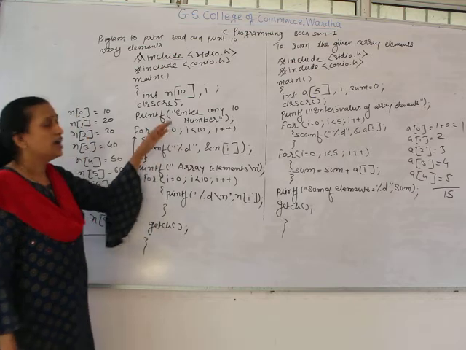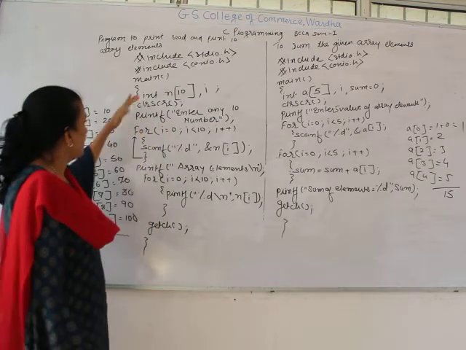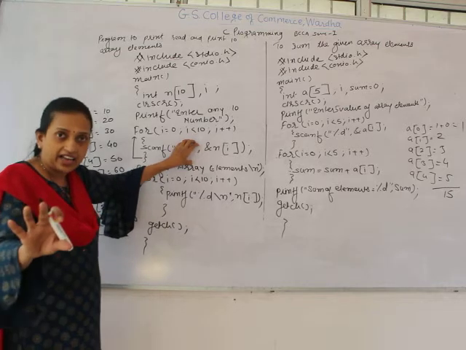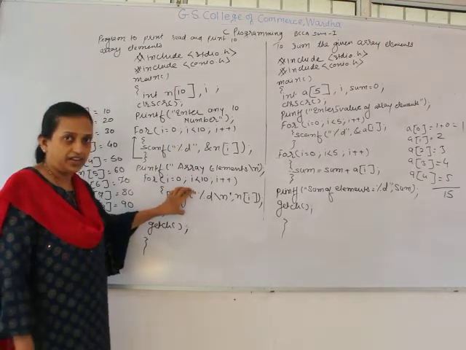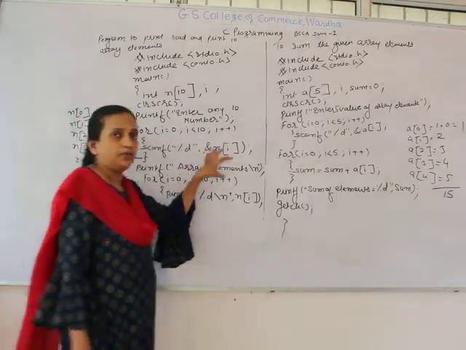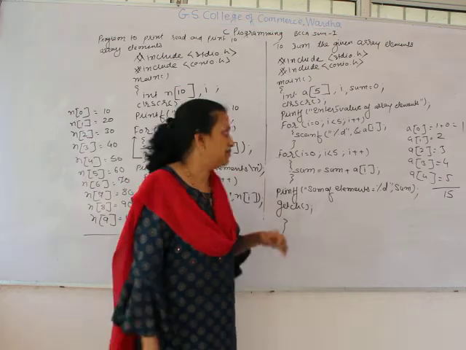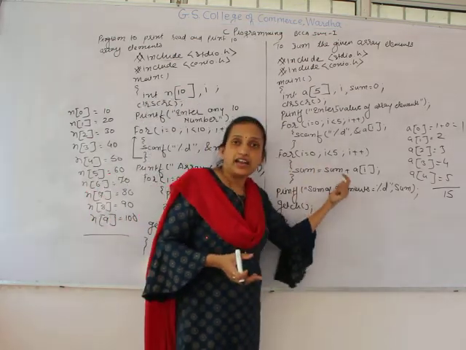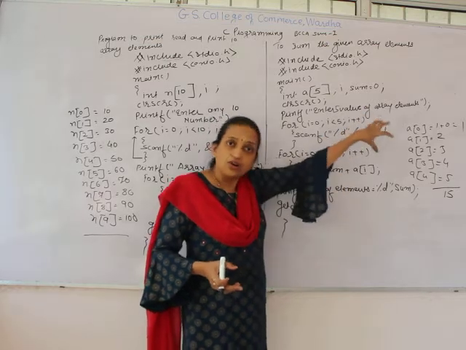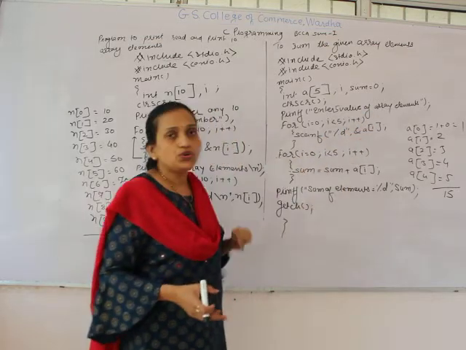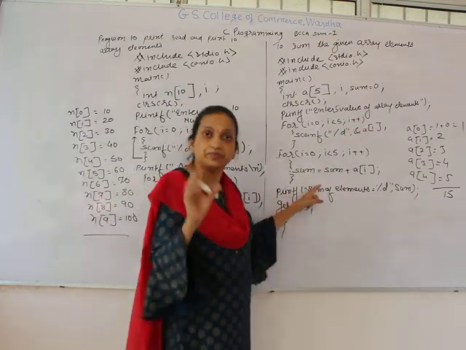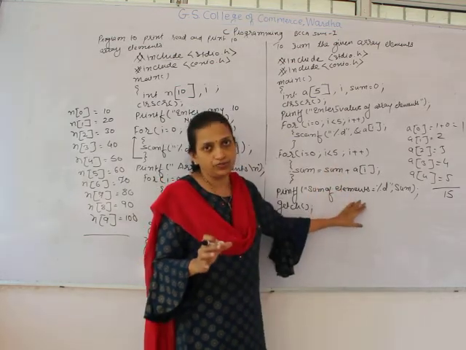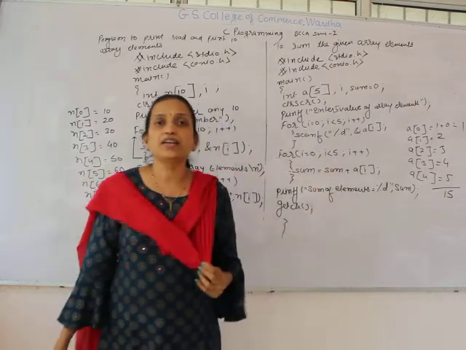Here I told you how you can read the array elements and how you can print the elements. Here we made a sum of the array elements. Whatever values you insert into the array elements, we made a sum of those elements, and finally we print that sum. So I hope you understand this.